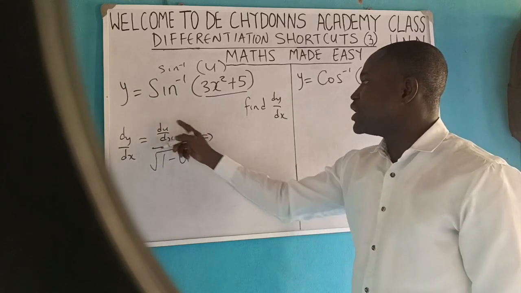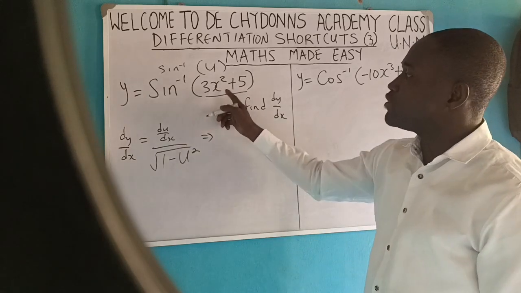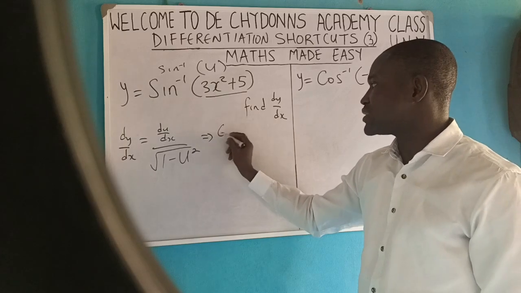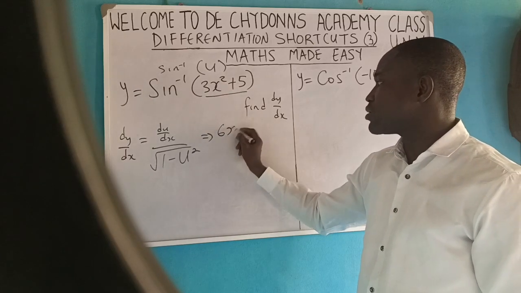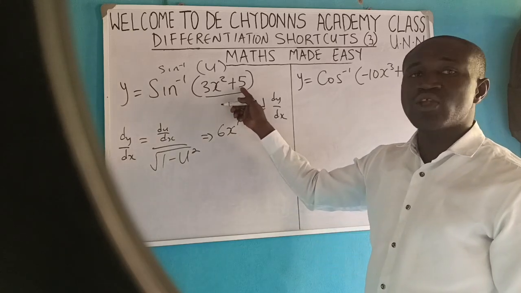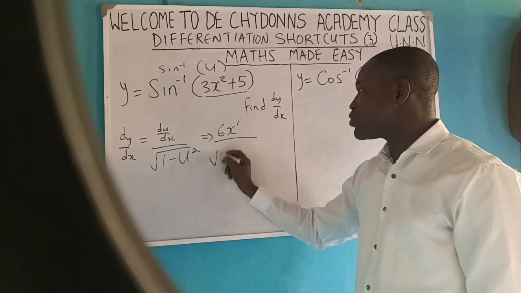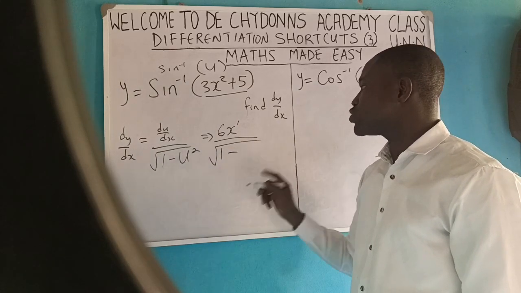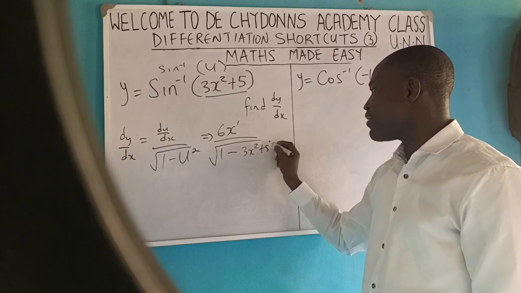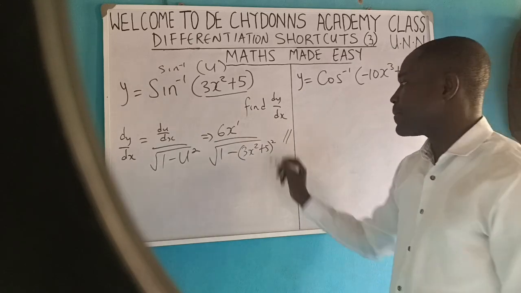That means du/dx means differentiate 3x² plus 5. How do you differentiate 3x²? 2 times 3, 6. I will write 6. 2 minus 1, we have x raised to power 1. It becomes 6x. Differentiate an ordinary number, we have it to be 0. All over square root of 1 minus, what is my u? 3x² plus 5, all squared.